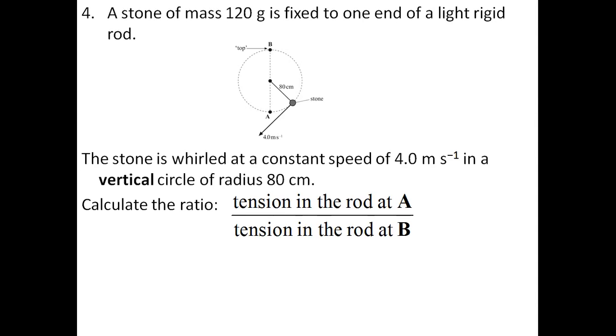Okay, question number 4, the last question of this tutorial 3, is about a system where the stone is whirling vertically. Sorry, this is my mistake, it's vertically, not horizontally like question number 1. It has a mass of 120 gram, whirling vertically with a radius of 80 cm at a constant speed of 4.0 meter per second.